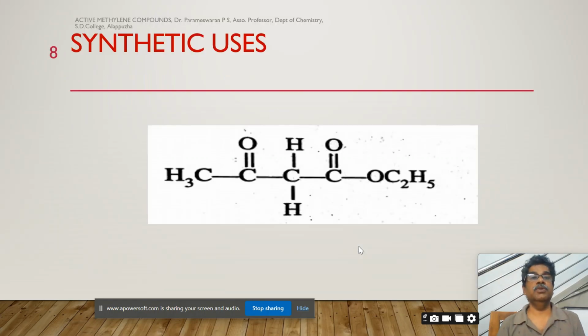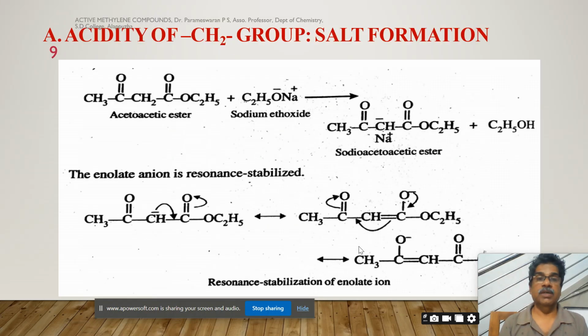Then the synthetic uses of ethyl acetoacetate. But before going to that, you should know the acidity of the CH2 group.